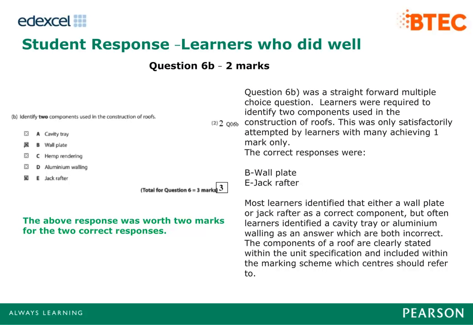Most learners identified either a wall plate or jack rafter as a correct component, but often learners identified a cavity tray or aluminium walling as an answer, which are both incorrect. The components of a roof are clearly stated within the unit specification and included within the marking scheme, which centres should refer to. The response shown was worth 2 marks for the 2 correct responses stated.